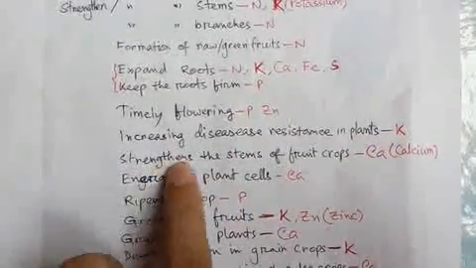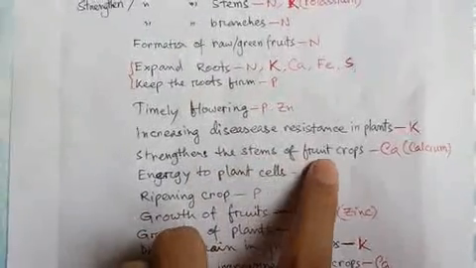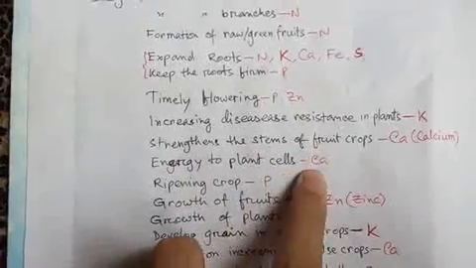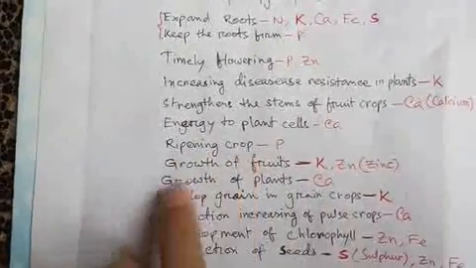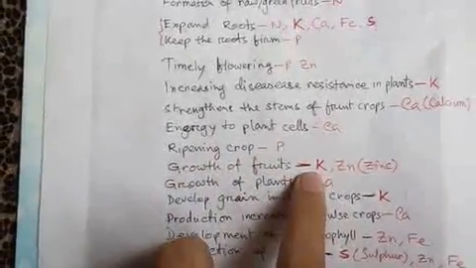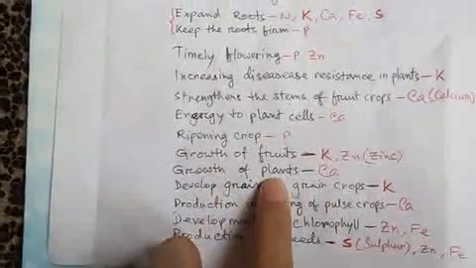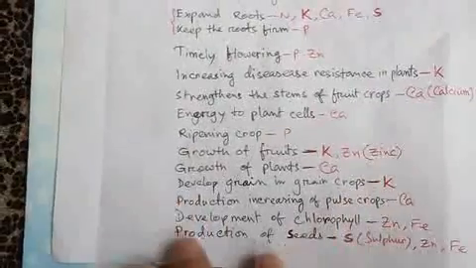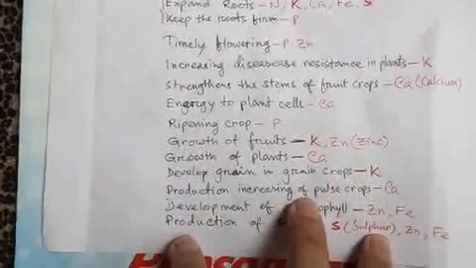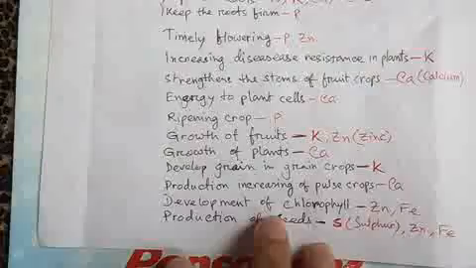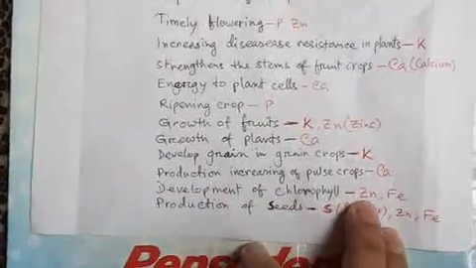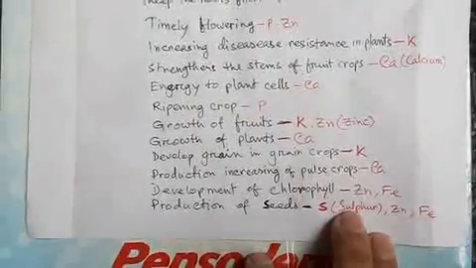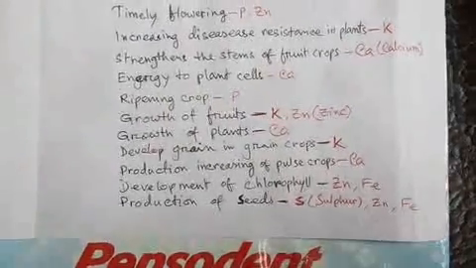Okay, then strengthening the stems of fruit crops, calcium. Energy to plant cells, calcium. Ripening of crops, potassium. Growth of fruits, potassium, zinc. And growth of plants, calcium. Developing grain in grain crops, potassium. Increasing production of pulse crops, calcium. Development of chlorophyll, zinc and iron. And production of seeds, sulfur, zinc, and iron.